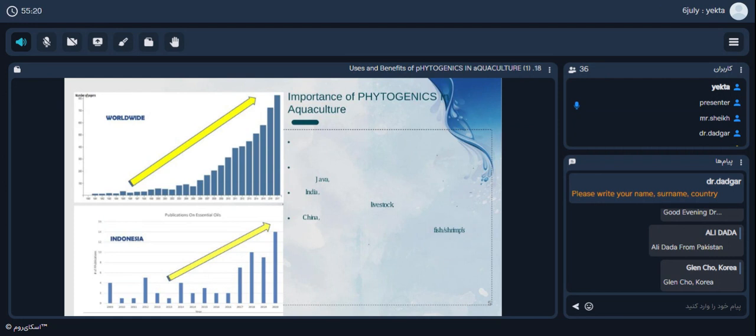If we just talk about Indonesia, almost 45 to 50% of the farmers are using one form or another of phytogenics in aquaculture, either for growth promotion, to fight against several pathogens, or to keep their ponds safe from some chemicals, effluents, etc. And it's the same way in India, and then in China and other parts of the world.